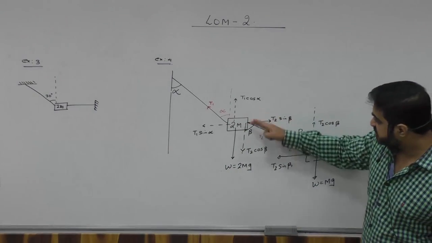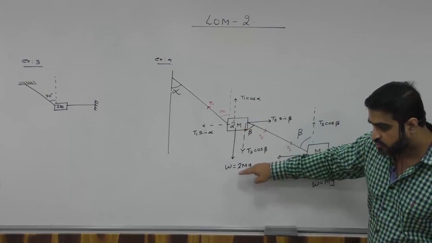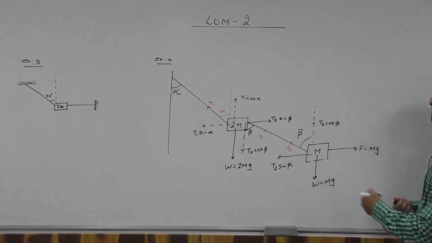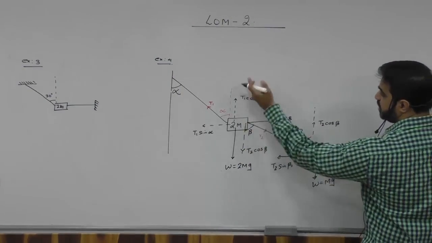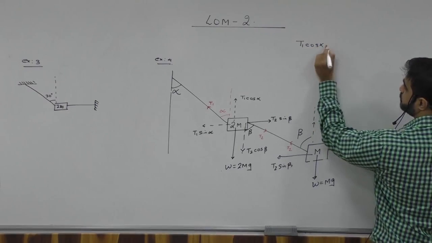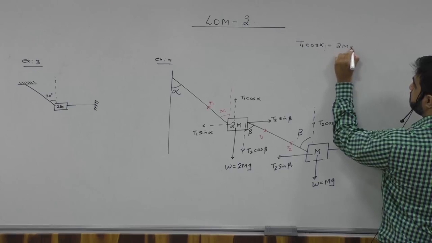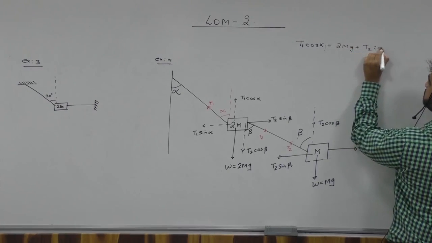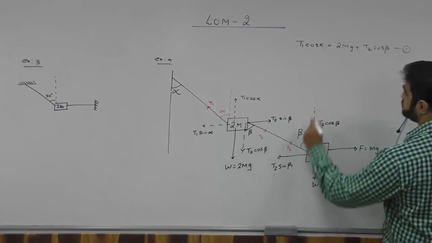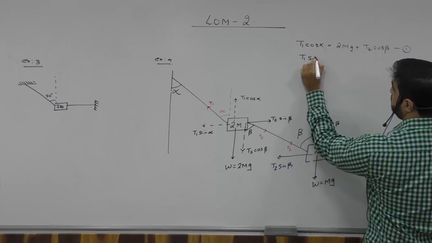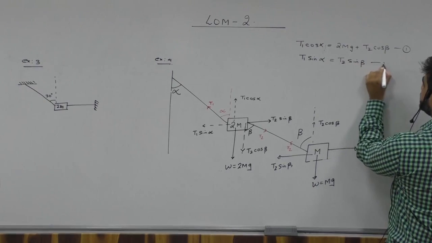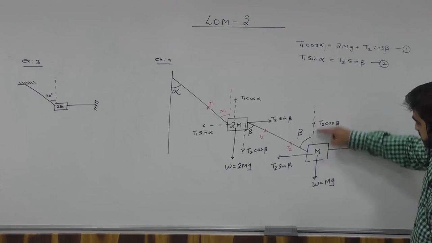Now I'll equate them. That is, left is equal to right and up is equal to down. Because they are in equilibrium, means the net force acting on the system is 0. So I can say, look over here, equation 1 will be formed as up is equal to down. So can I say T1 cos alpha is equal to 2 mg plus T2 cos beta? Equation 1. Left is equal to right. T1 sin alpha is equal to T2 sin beta. Equation 2. Over here, up is equal to down.